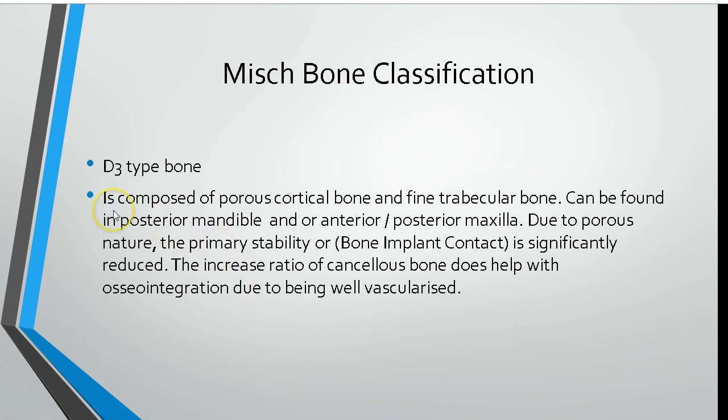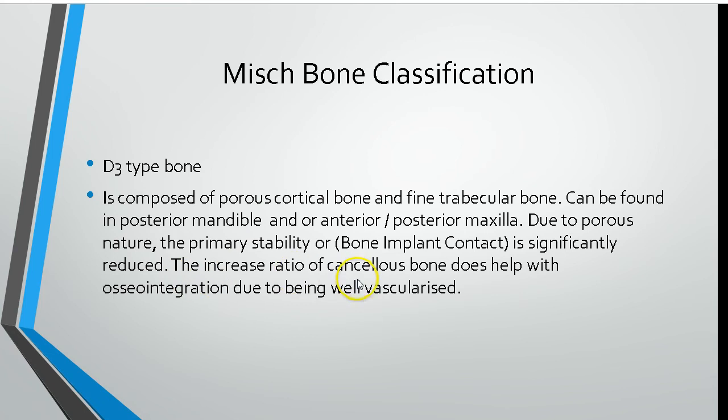D3 is composed of porous cortical bone. So now even your cortical bone is somewhat porous, and your trabecular bone is becoming even finer. This can be found in the posterior of the mandible or the anterior and posterior of the maxilla. Now, due to the porous nature, the primary stability of the implant is significantly reduced. So the bone contact you're getting is now more to the trabecular bone and less to the cortical, and that affects your primary stability.